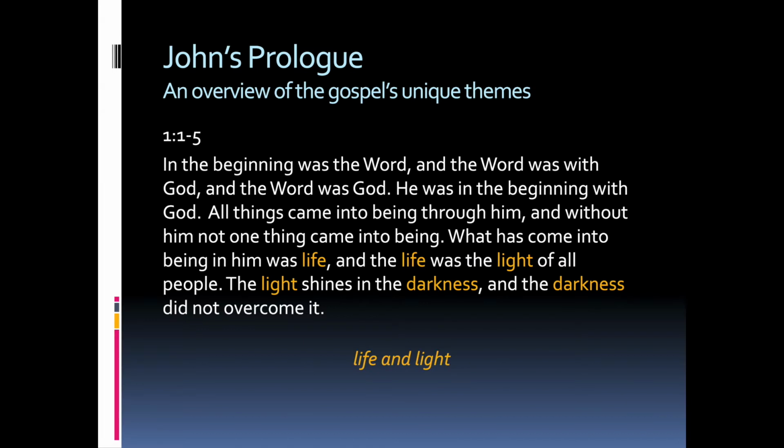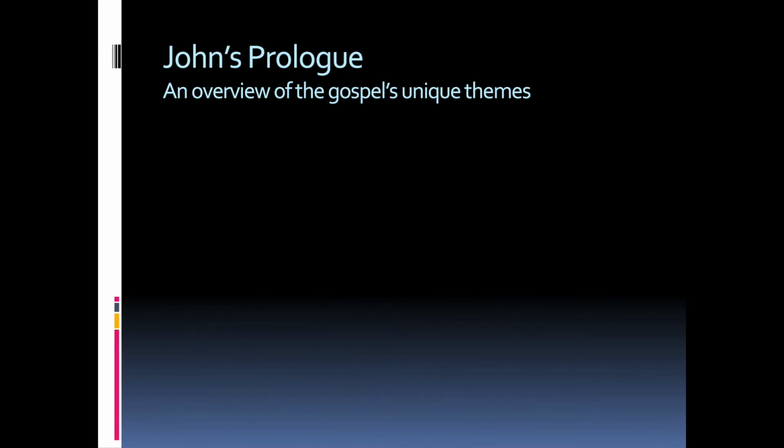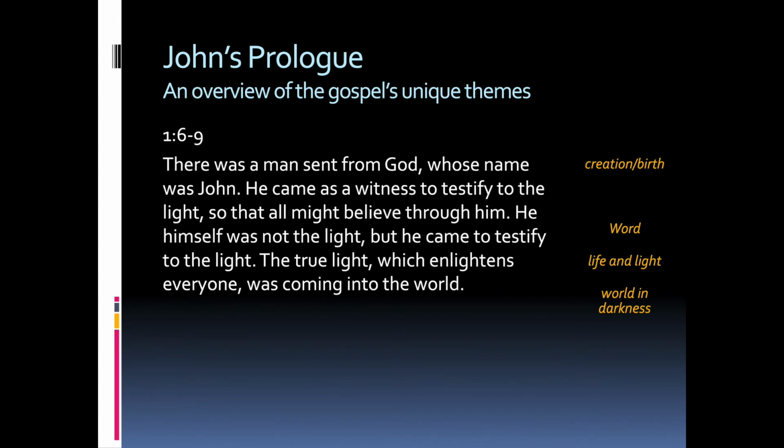So this motif of life and light, this theme that Christ is the life and the light, is an important one in this gospel. And the emphasis on the world as dominated by a darkness, but the darkness is not as powerful as the light. These are themes within just this first few verses of the Gospel of John. Let's go a little further in the prologue, and on the right side of the screen I've listed the themes we've identified so far. I'll ask you to read this passage now.